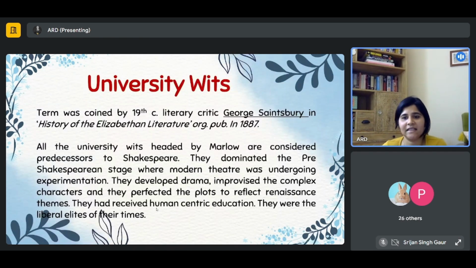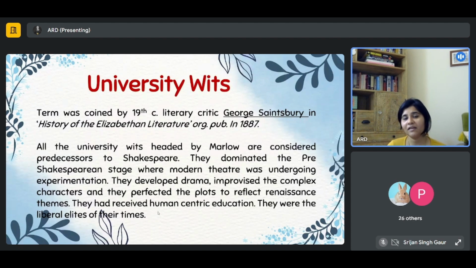Now let's come to the university wits. The term was coined by George Saintsbury, and they were predecessors of Shakespeare, because 10 or 12 years before Shakespeare was very active and prolific, they were already doing drama. They were already staging it for the English audience. So they experimented. They improvised the characters to be more and more relatable. They perfected the plot and the diction.